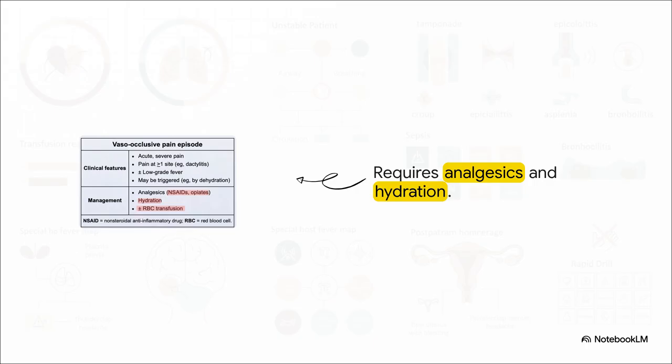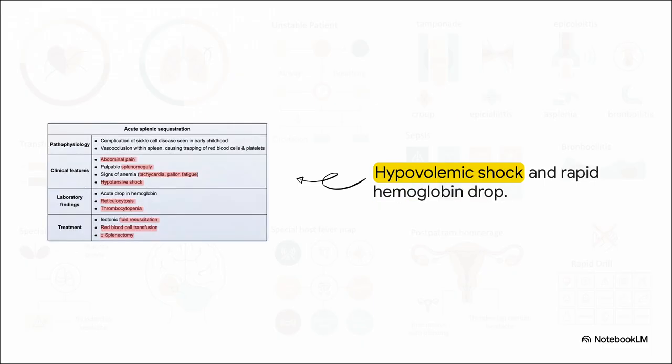For a sickle cell vaso-occlusive pain episode, your immediate stabilizing move is aggressive hydration and pain control. Depending on how bad the pain is, you're looking at NSAIDs or IV opiates. You have to break that sickling cycle, which is triggered by dehydration and stress, before you go digging into other complex etiologies. Now, contrast that simple pain with acute splenic sequestration.